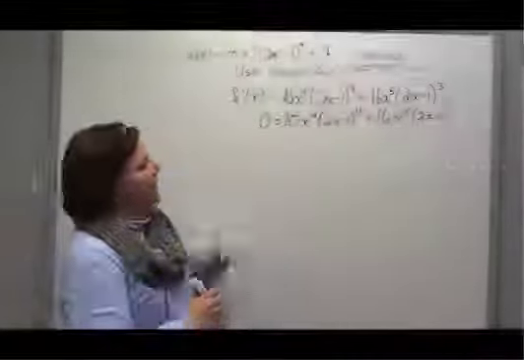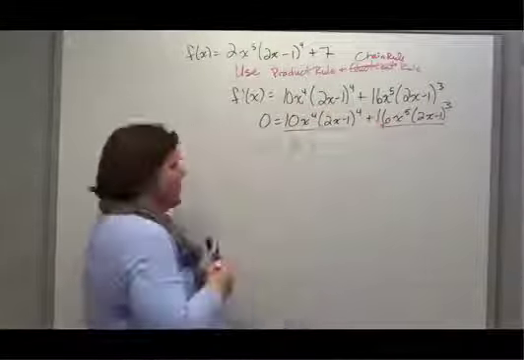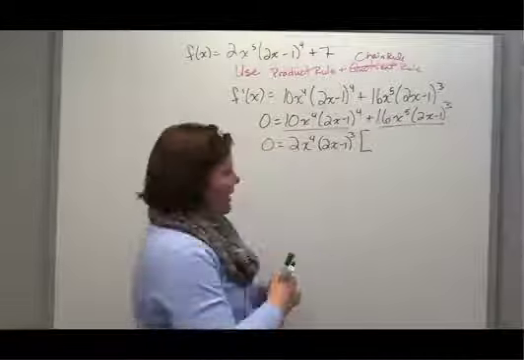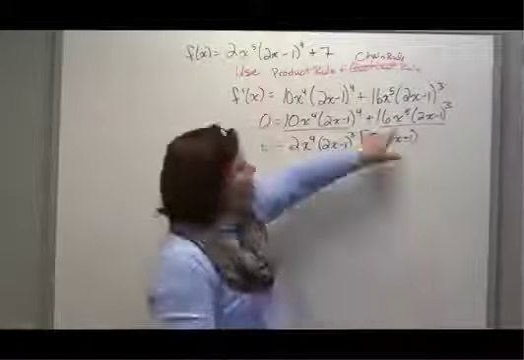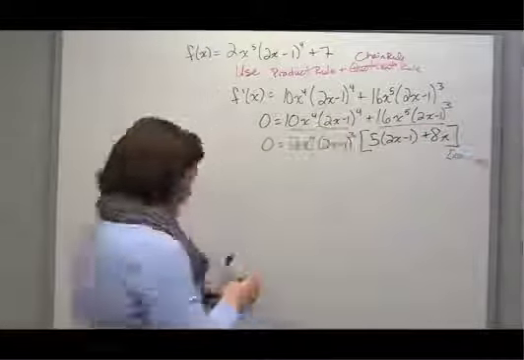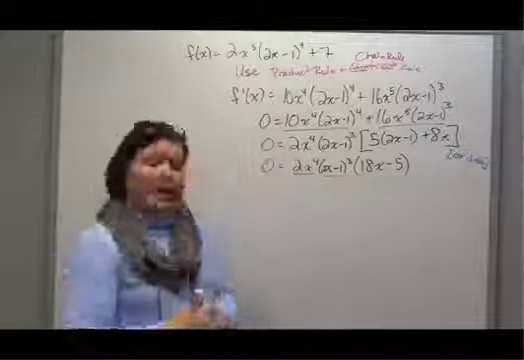We have a 2 that we can factor out. We have 4 x's. We have 3 2x minus 1's. So we're left with 5. We're left with 1 2x minus 1. So we're left with an 8. So we're left with 1x. This simplifies to 18x minus 5.